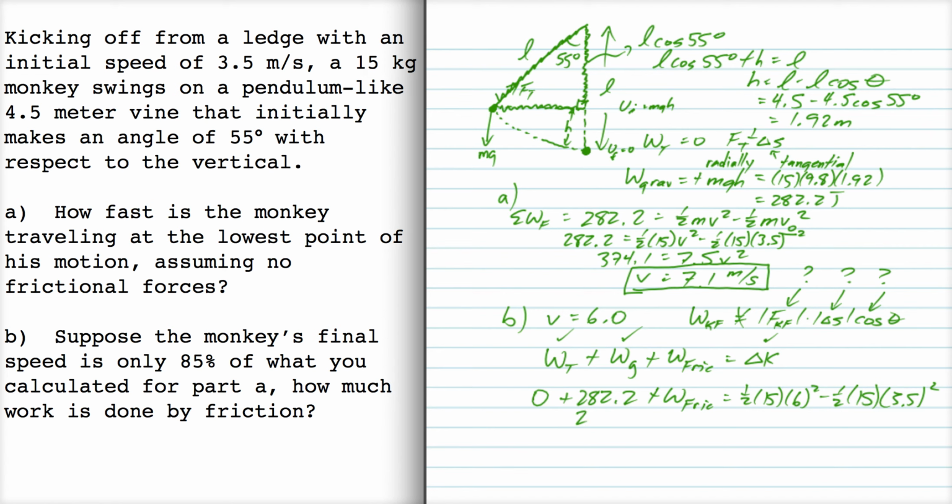So 282.2 plus the work done by friction is equal to 178.1. Okay, and so the work done by friction, I guess I got to round this off to two significant figures, don't I? So it's minus 100 joules. Better be negative. Friction does negative work every time. Okay, that's it.